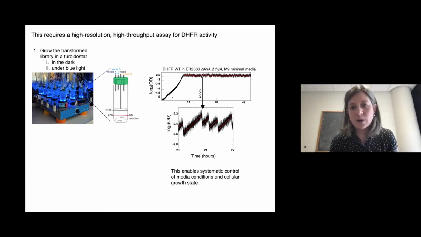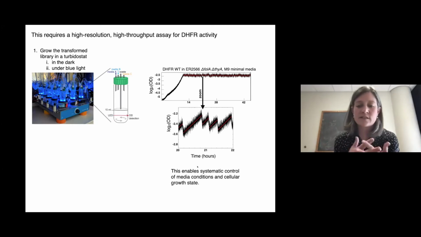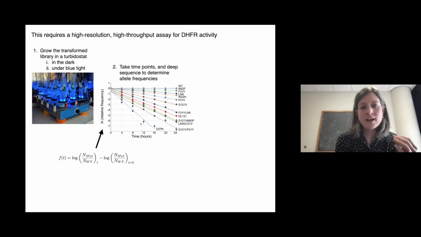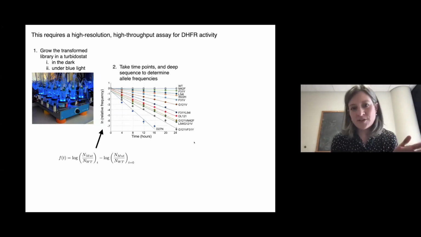So the way these experiments look is we can inoculate our cells in, they grow up, and then once they hit this target OD, we get these cycles of grow, dilute, grow, dilute, grow, dilute. And the idea is that this is going to give us systematic control of our media conditions and growth state. So we don't have to do serial dilutions, and we know they're growing under relatively constant conditions.